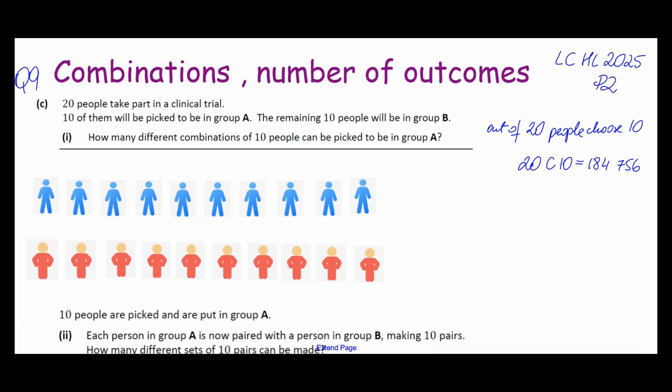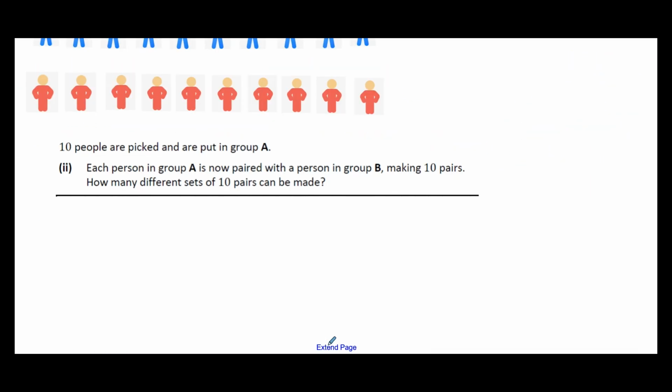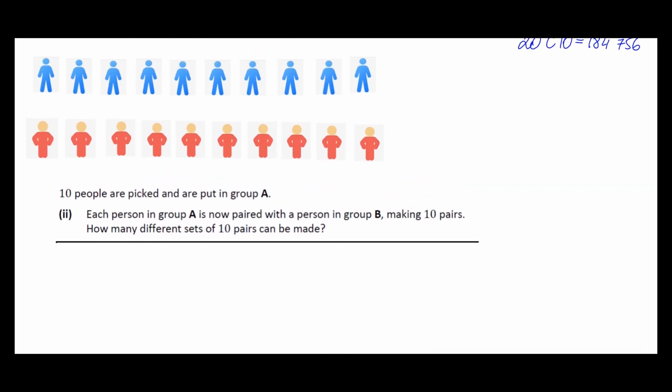Now, I want us to have a look at the second part. So in the second part, 10 people are picked and put in group A. Each person in group A is now paired with a person in group B, making 10 pairs. How many different sets of pairs can we have? So that's my group B.